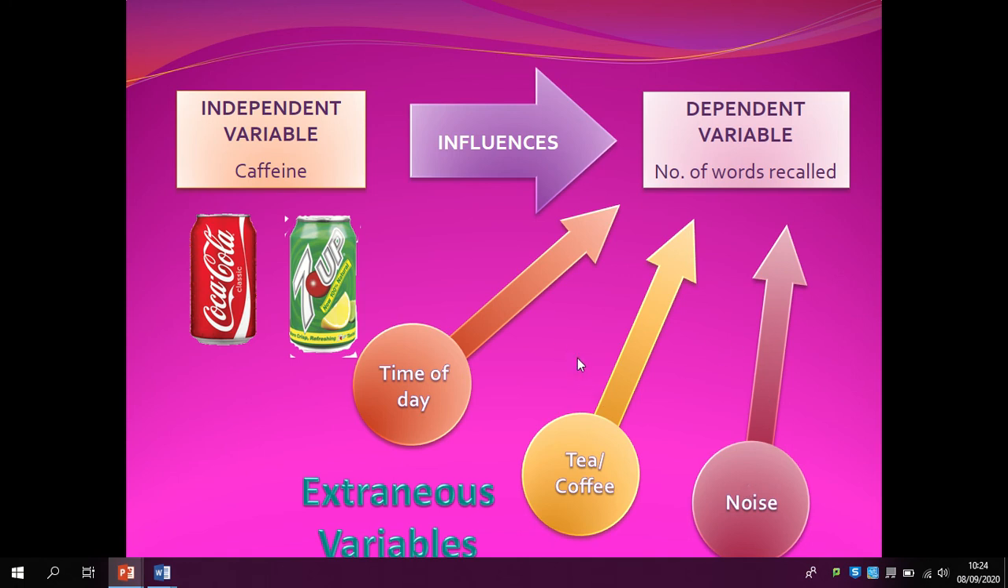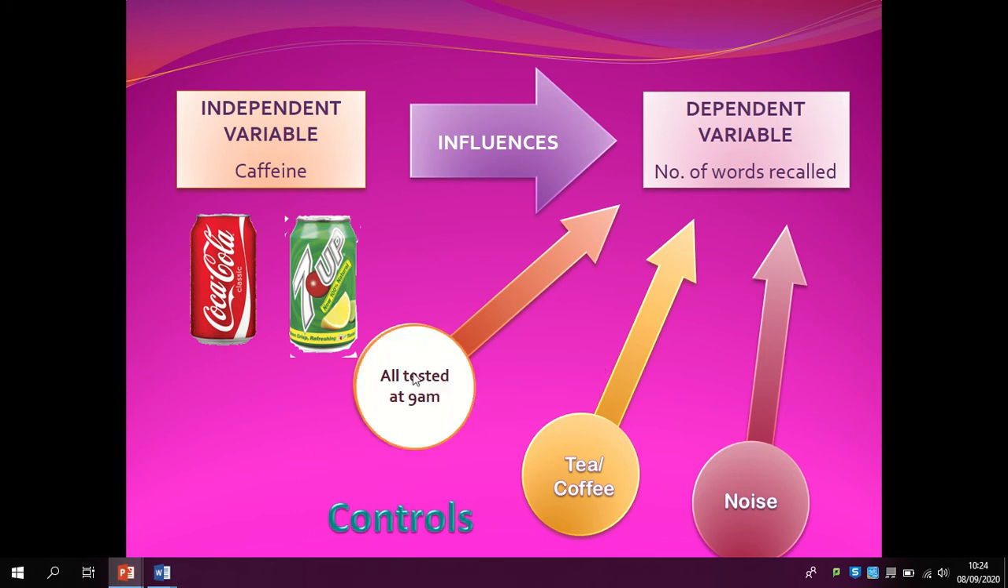So what do we do? We try to control these different things. And how would we do that? We'd say, for example, for the time of day, we try and control it by getting them all tested at 9 a.m., making sure we're not testing some of them at 9, some of them at 12, some of them at 5 in the evening. So we'd make sure we tested all those participants at the same time of day.